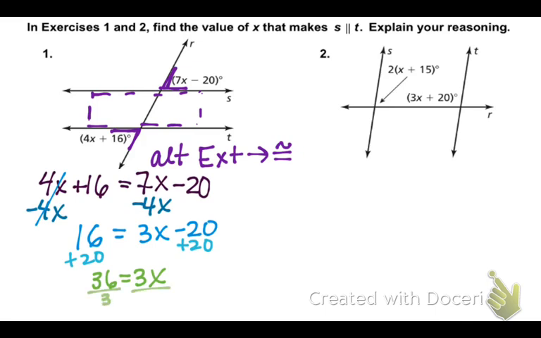Divide by 3. What do we get for x? 12. That's our answer. You can always plug it back in to make sure that they equal each other. I always highly suggest that.